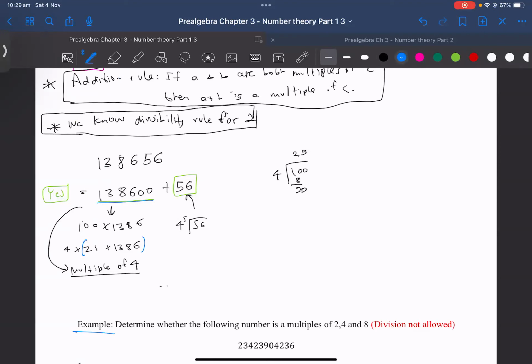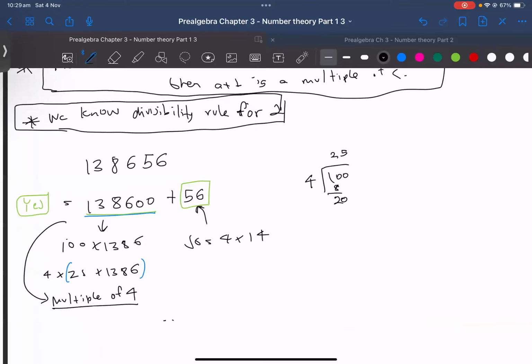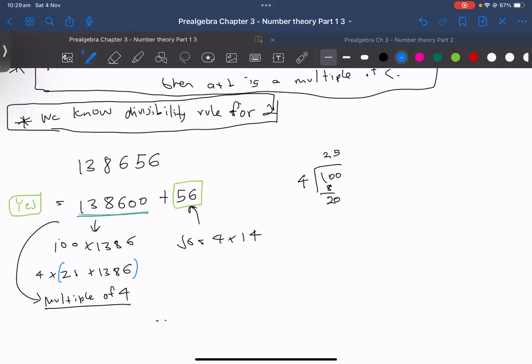The important thing is 56 is 4 times 14. Let's write that down. 56 is 4 times 14. That means it is a multiple of 4. That means the whole thing is a multiple of 4. But the important thing is that the first number will always be a multiple of 4 because it's a multiple of 100. So the thing that will depend is this number. If this number was like 53 instead of 56, then it's not a multiple of 4. But since it's 56, which is a multiple of 4, the whole thing's a multiple of 4. Does that proof make sense?